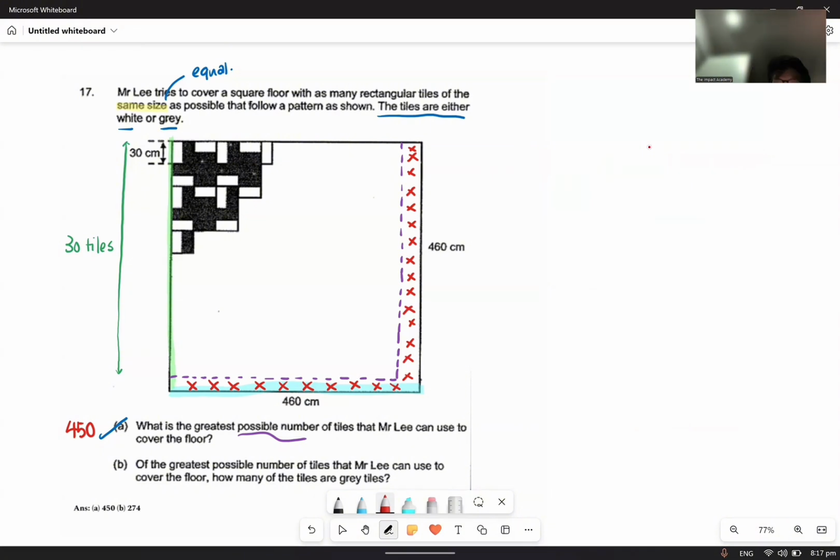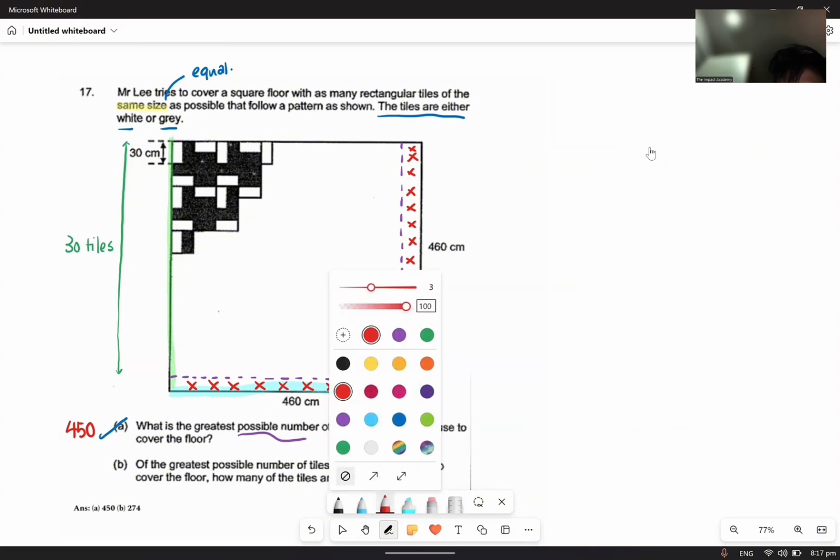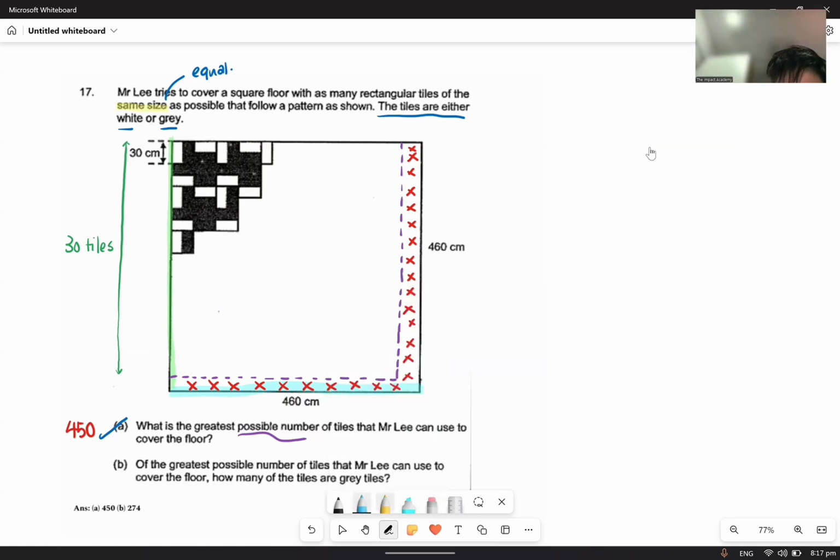So it depends on how you see it, okay? But I saw it in this manner. Let me just use a bright color, okay? So if you all have any markers, you can just do it together with me. Now, I'm going to erase this part. I'm going to erase all of this highlighted part.